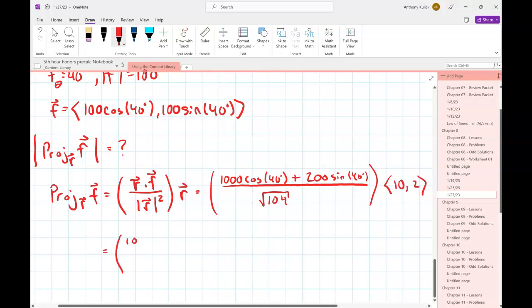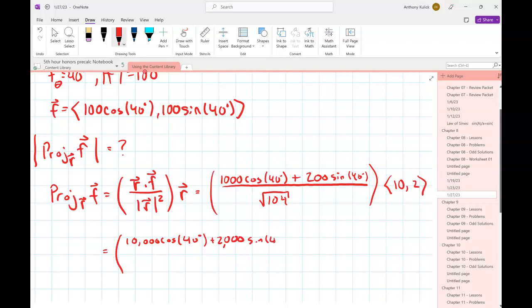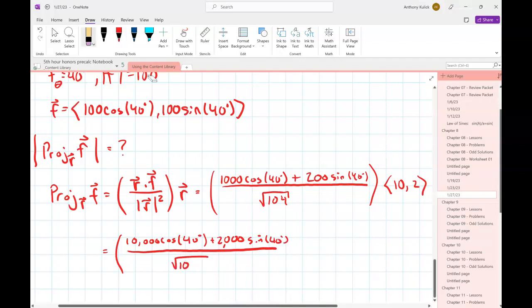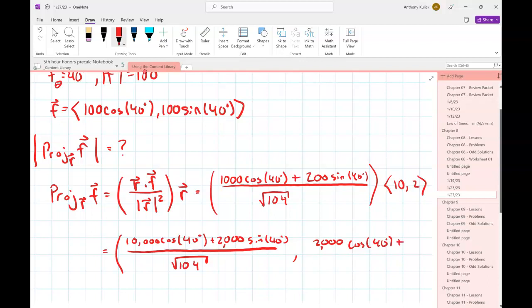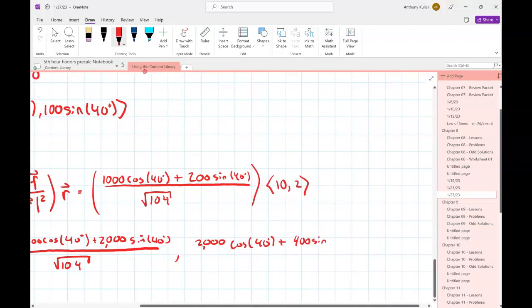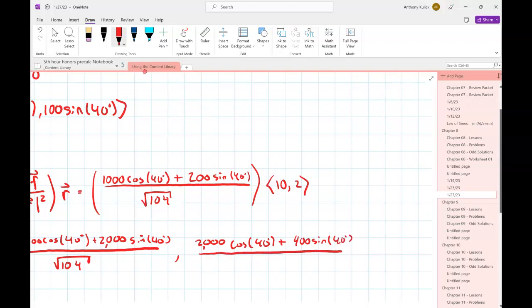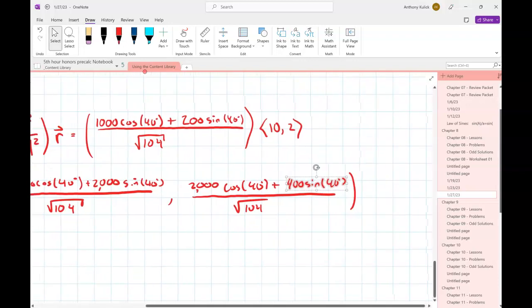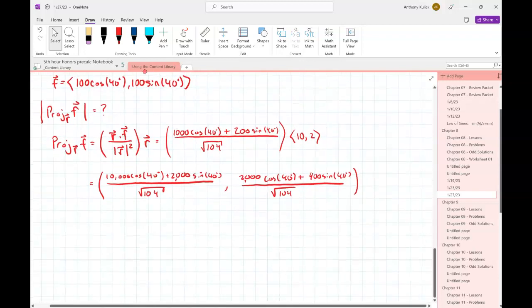So if I do that scalar multiplication, I multiply that thing by 10 in the x component, and then multiply that thing by 2 in the y component.